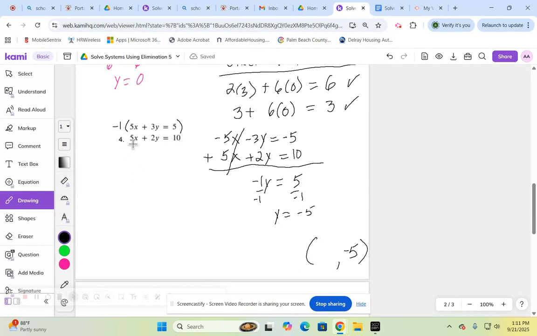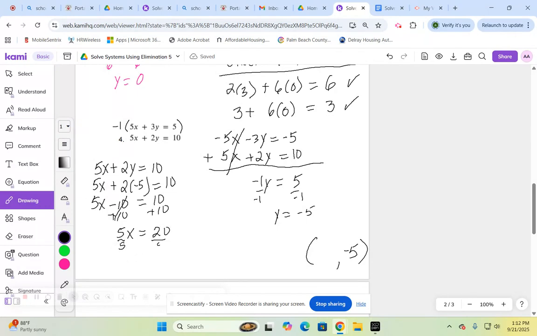All right, let me use the bottom one. 5x plus 2y equals 10. So we're replacing y with -5. So I'll have 5x minus 10 equals 10. Add 10 to both sides. 5x equals 20. Divide both sides by 5. That means x is 4.